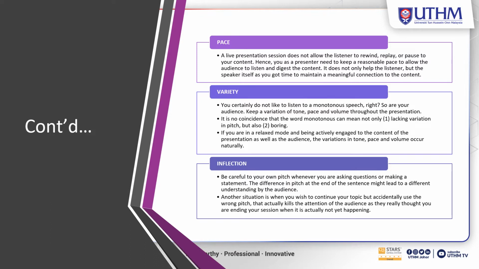You have to be lively, you have to be cheerful according to the situation. You have to know when you are going to lift up the tone and lower it down. The word monotonous can mean not only lacking variation, but also boring. You don't want to be a boring presenter, so make sure you have a variation of tone, pace, and volume throughout the presentation. Again, this can only be achieved if you have enough practice. And if you're in a relaxed mode and actively engaged with the content of the presentation as well as the audience, the tone, the pace, and the volume will come naturally.